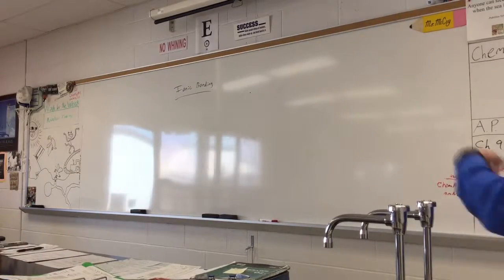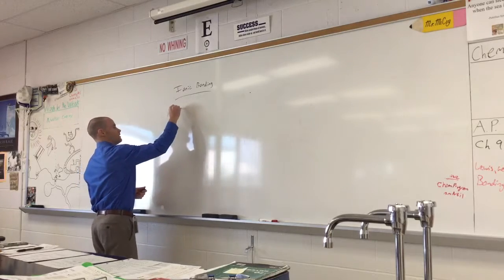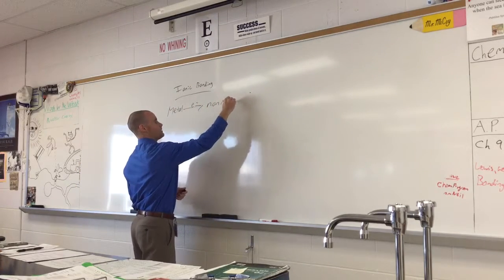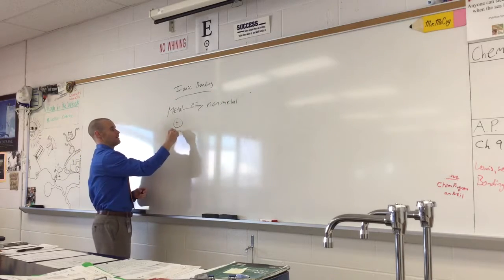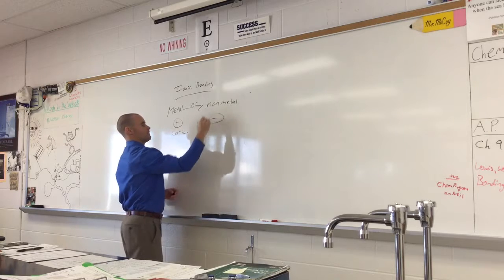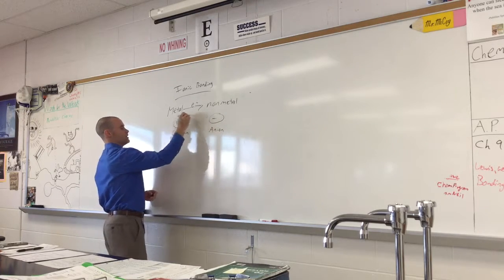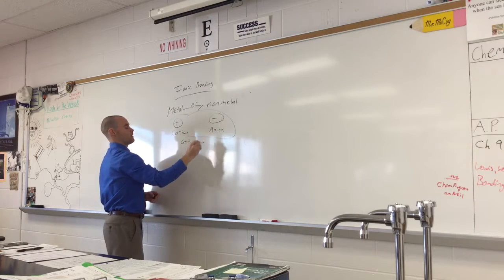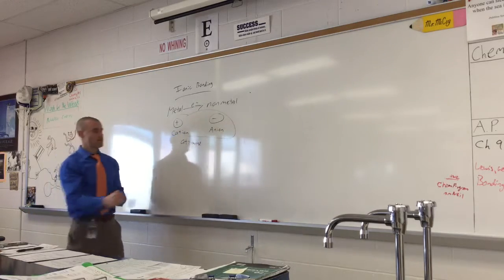So ions are created by the metal. The metal gives electrons to the non-metal. And as a result, we have a positive, what's that called? Cation. And a negative? Anion. Good. And they are attracted, right? So these two are attracted to each other. What do we call that? With what kind of force? Or interaction?